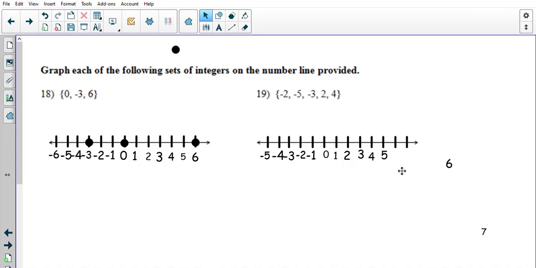So I've got 5, 6, and 7 that I don't need. It's okay to have extra numbers. The problem is when you don't have enough. Even though some of these numbers are not in the set, that's fine. I still include them. I just won't put a dot at those numbers.